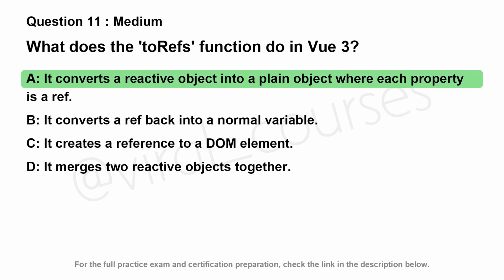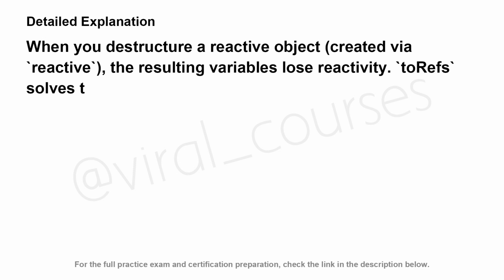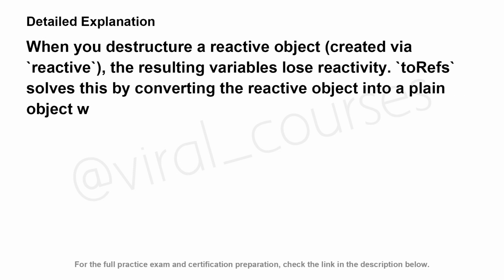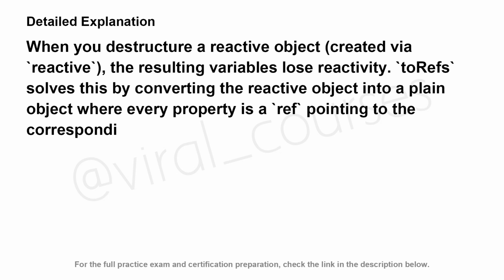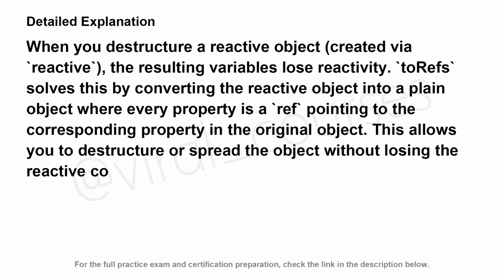The correct answer is A. When you destructure a reactive object created via reactive, the resulting variables lose reactivity. toRefs solves this by converting the reactive object into a plain object where every property is a ref pointing to the corresponding property in the original object. This allows you to destructure or spread the object without losing the reactive connection to the source.